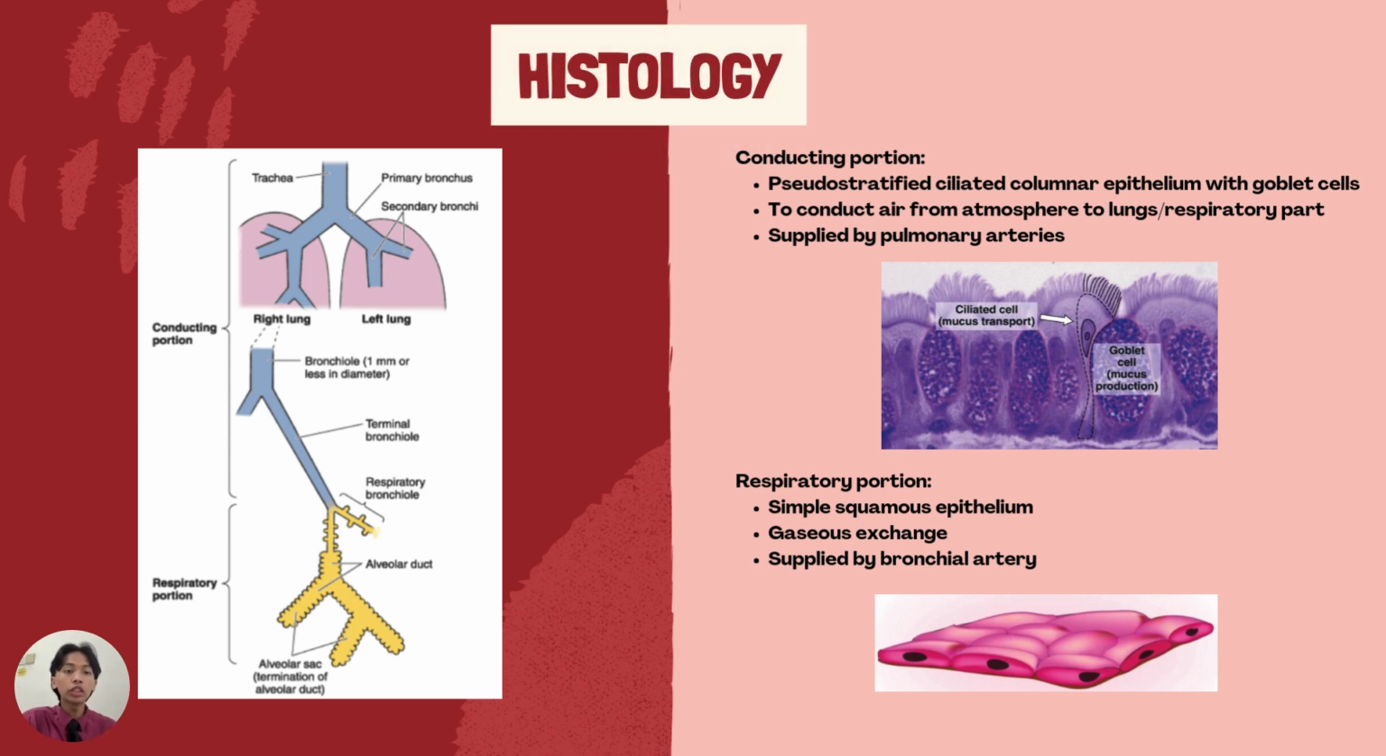Next, we'll be talking about the histology of our respiratory system. There are two portions, the conducting and respiratory portions. The conducting portion starts from the nose down to our terminal bronchiole. It is a pseudostratified ciliated columnar epithelium with goblet cells, where it conducts air from the atmosphere to our lung. It is supplied by the bronchial arteries, whereas our respiratory portion includes our alveolar duct and our alveolar sac. It is simple squamous epithelium, where its main function is gaseous exchange, and it is supplied by the pulmonary artery.